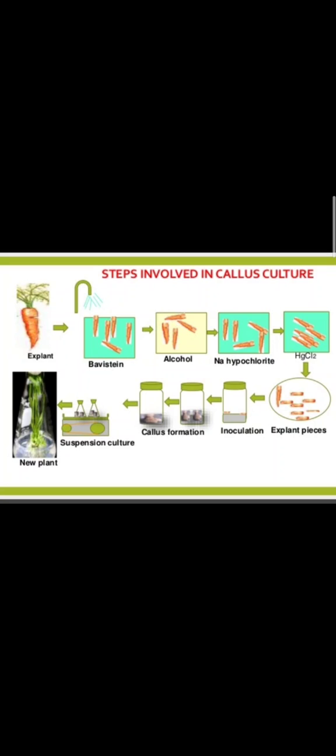Then after running tap water washing, you have to treat it with fungicide Bevistin. After this, alcohol. After alcohol treatment, it should be sodium hypochlorite, mercury chloride. Next, it will form explant pieces. Now you have to inoculate. After inoculation, it will result in callus formation, and at last it will form a new plant.